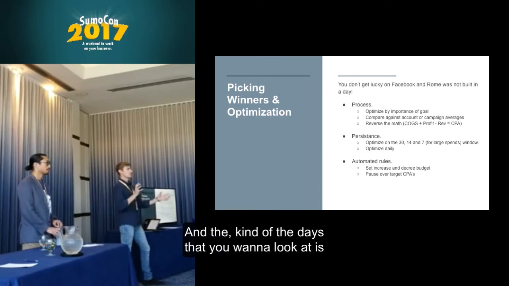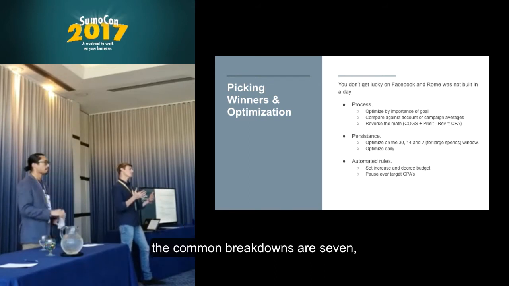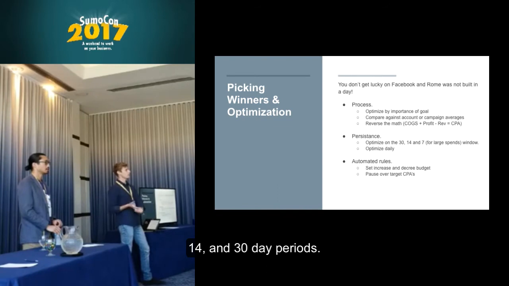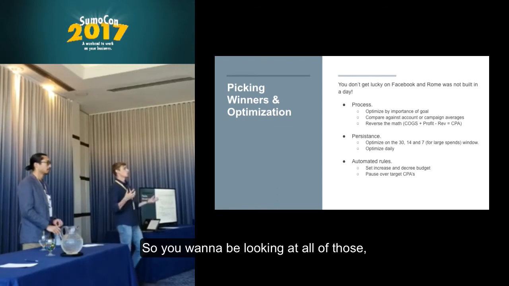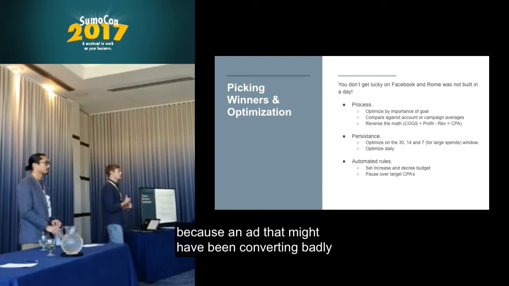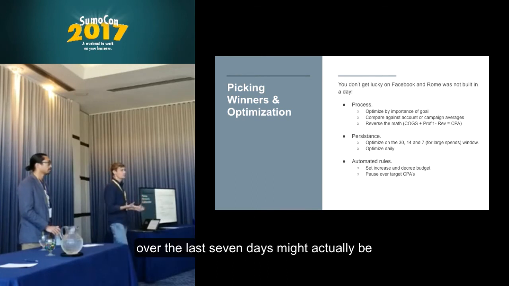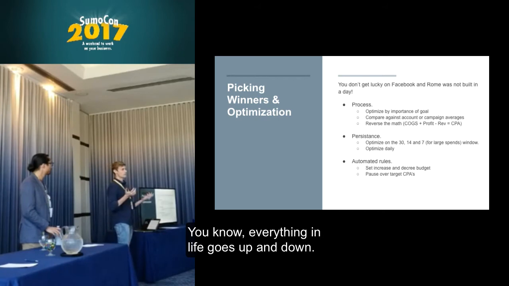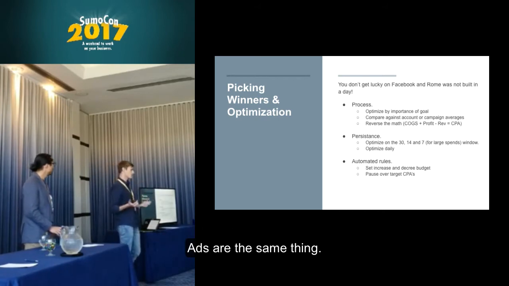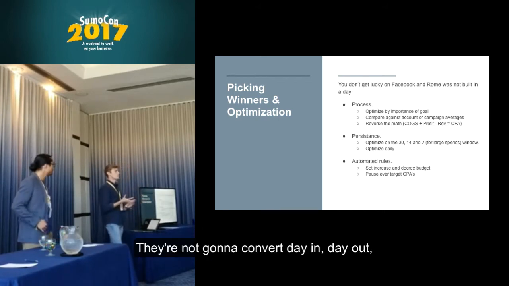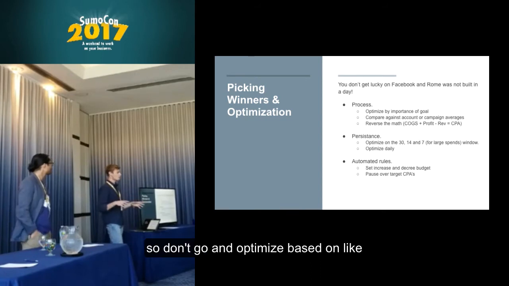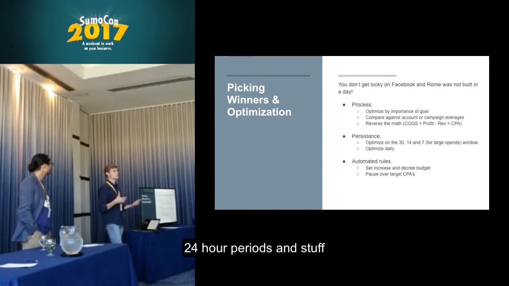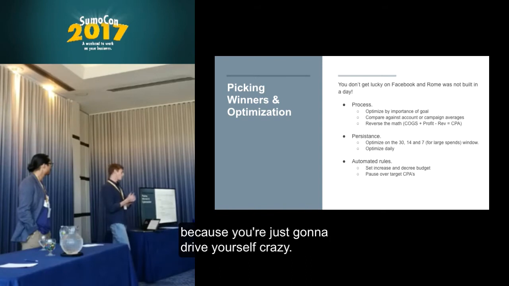And the days that you want to look at, the common breakdowns are 7, 14, and 30-day periods. So you want to be looking at all of those because an ad that might have been converting badly over the last 7 days might actually be one of your best ads over the last 30 days. You know, everything in life goes up and down, ads are the same thing. They're not going to convert day in, day out. So don't go and optimize based on like 24-hour periods and stuff because you're just going to drive yourself crazy.